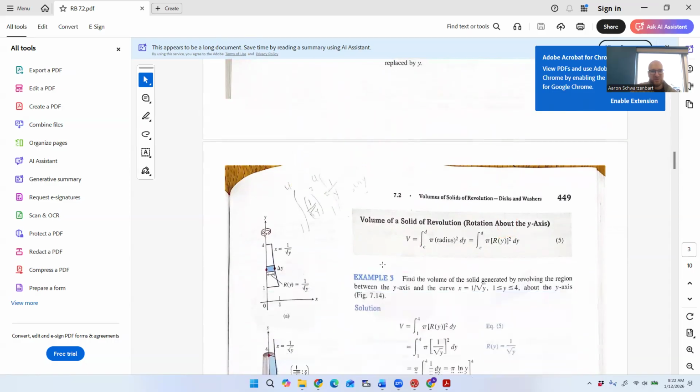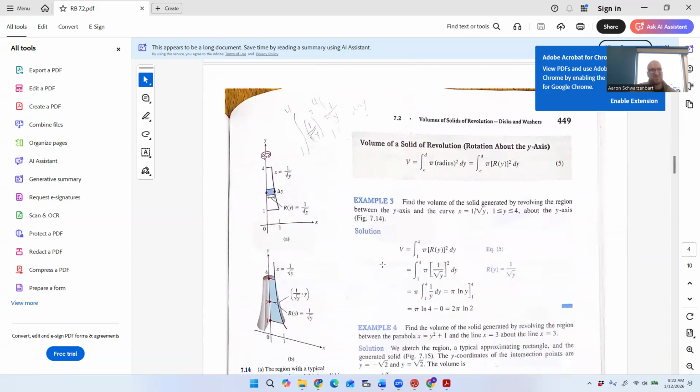So we can revolve things around the y-axis as well. The key with revolving around the y-axis is, well, they usually are functions anyways, but it needs to be in terms of x equals a function of y. My radius is then this guy. But my boundaries must also be my y coordinates, not my x coordinates. Once in a while, that will throw you for a loop.